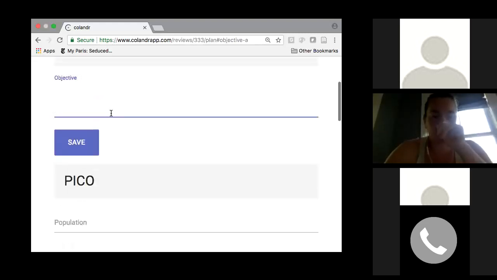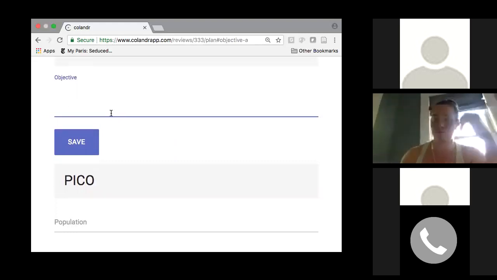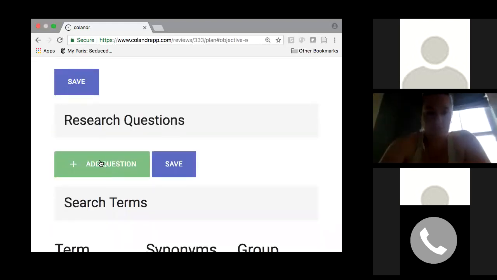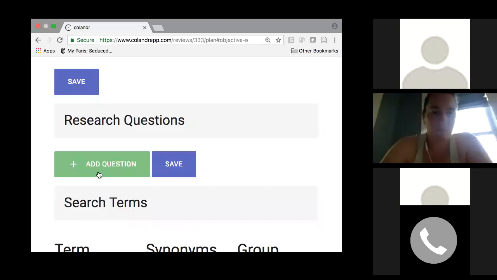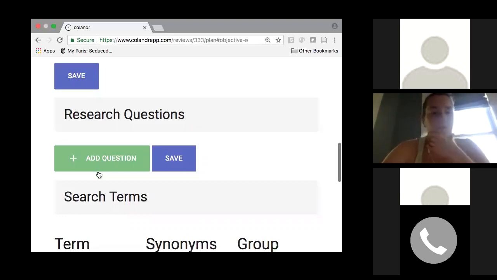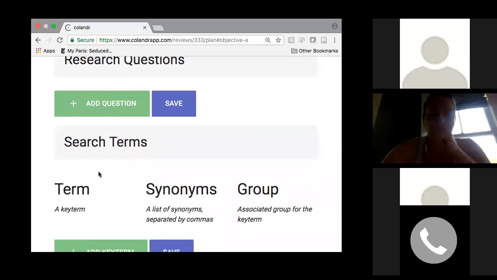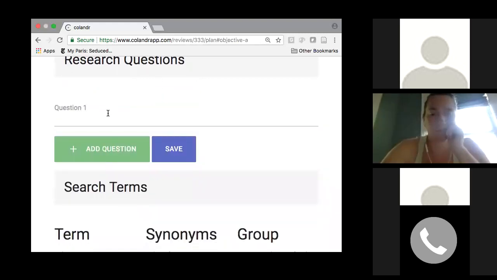So, okay, your objective is going to be something broader, like we want to illustrate the impact of X on Y. And then your research questions, here's where you can add your multiple questions. So for example, if you have lots of secondary questions in your review, then you can start to lay these out more clearly here. And then you can just add a question.